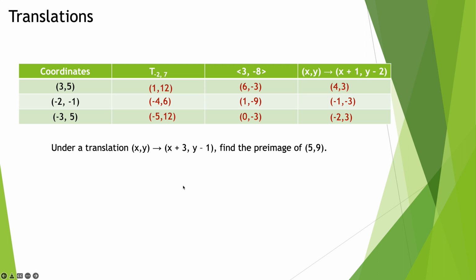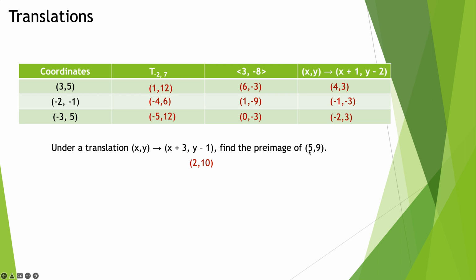Now, under a translation, (x, y) becomes (x + 3, y - 1). Find the preimage of (5, 9). Now, this is a little tricky. This is saying the answer, in other words, the guy in red on the inside, is (5, 9). The rule at the top is given. What point did we have to start with? So you're kind of going backwards here. Go ahead. So you had to start with the point (2, 10). Right? 2 plus 3 would give you 5, and 10 minus 1 would give you 9.